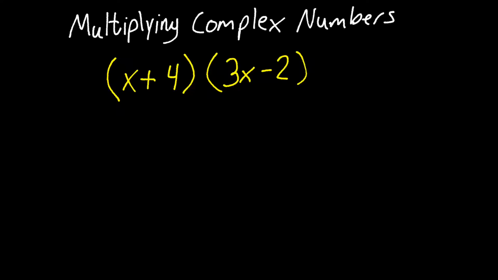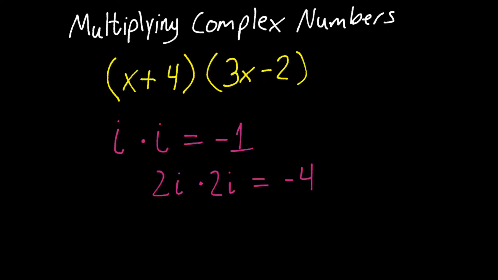You need to remember that when you have an I term being multiplied by another I term, well, I times I is the same thing as -1. Meaning, let's say we have 2I times 2I. Your answer is going to be 2 times 2, which is 4, but then I times I makes it negative, so it's going to be a -4.